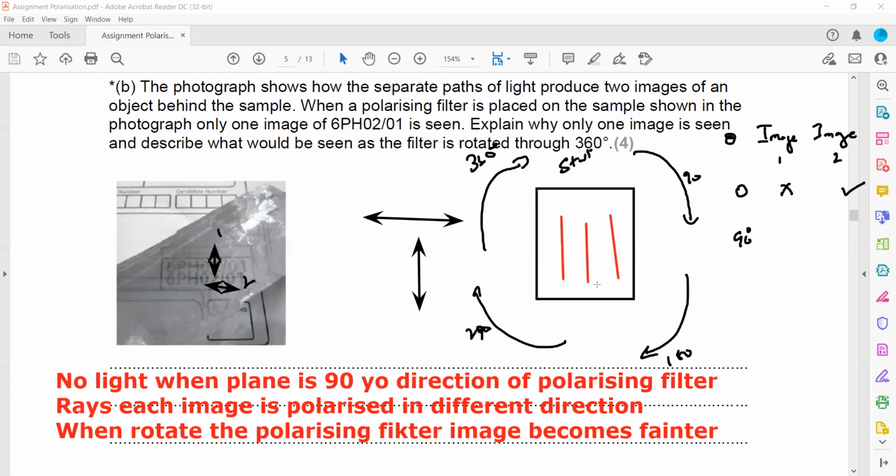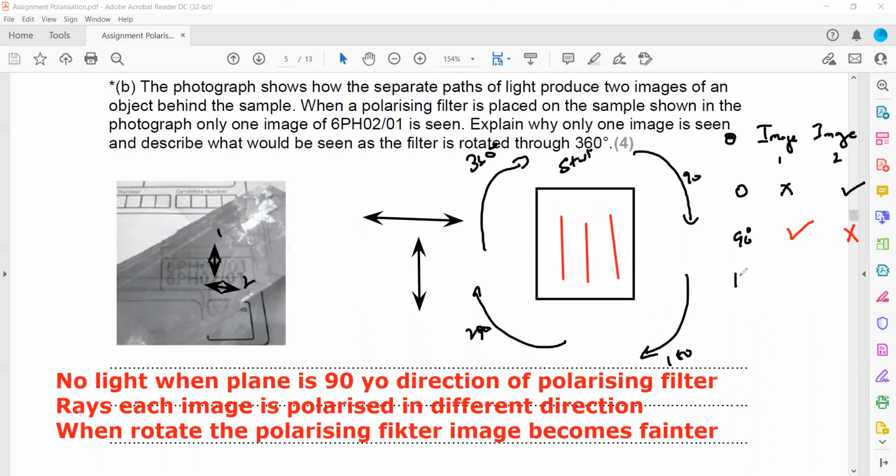So 90 degrees like this, the rotation. So at 90, as you can see, now the plane is parallel to image 1. So image 1 will be seen, but image 2 we cannot see because it's now perpendicular to the plane.